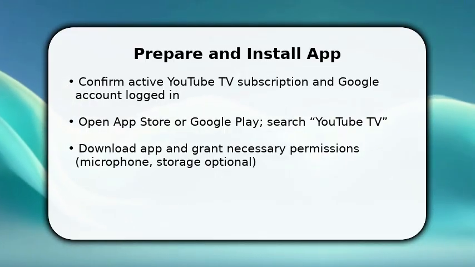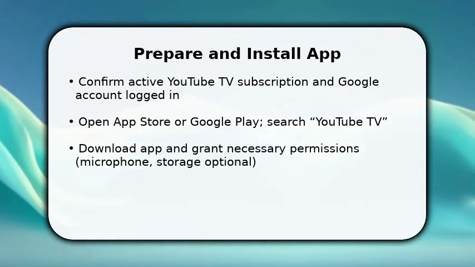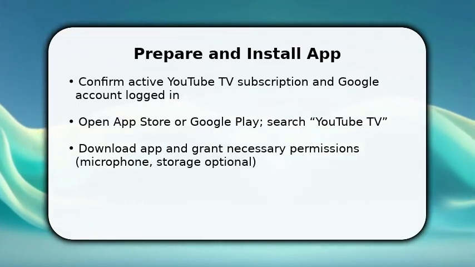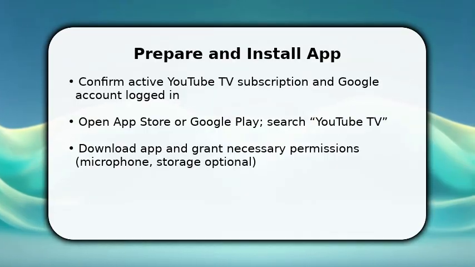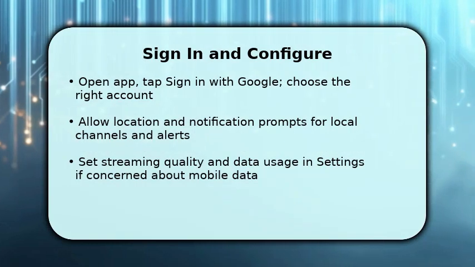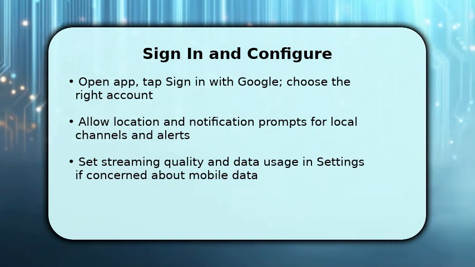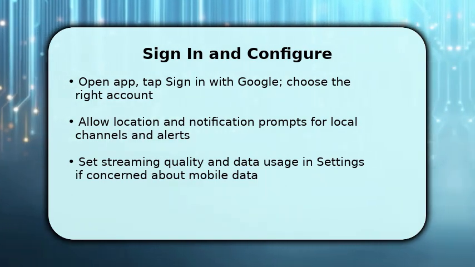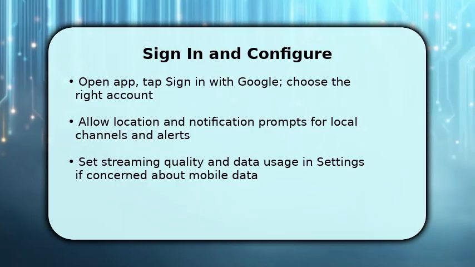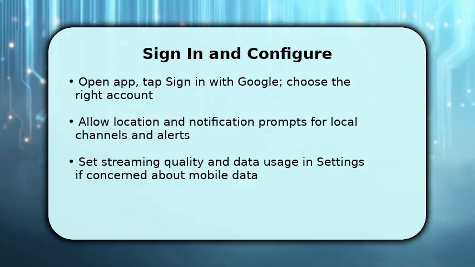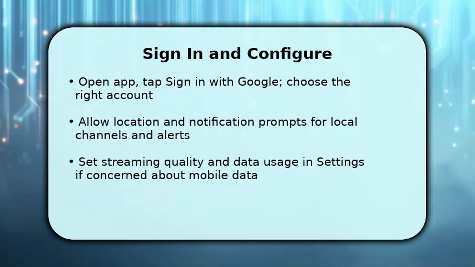While it installs, make sure your phone is on Wi-Fi to avoid mobile data charges, and check storage space if the download stalls. Once the app is installed, open it and tap Sign In with Google. Pick the account tied to your YouTube TV subscription. You'll be asked to allow location and notification access. Accept these to receive local channel listings and alerts.